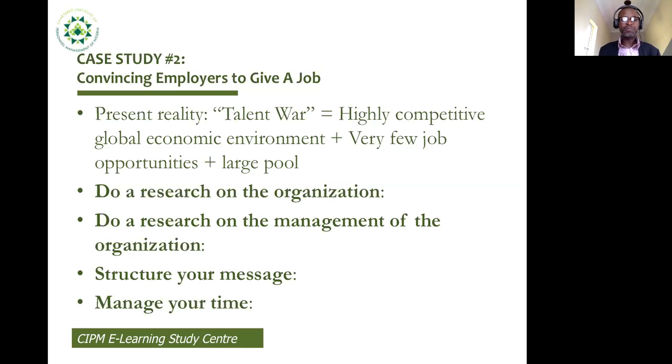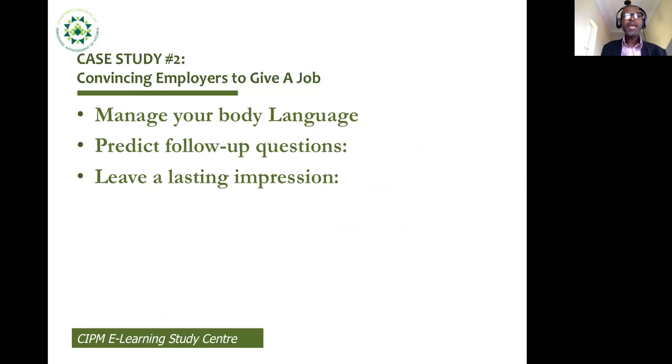Manage your time very well. Put your best foot forward. These are some of the ways in which presentations are effective, even when it comes to convincing a client, or convincing an employer to give you a job, that is, in recruitment situations. Then manage your body language, please, don't forget. Because you have done a lot of background check about the organization, and even about the management, you might anticipate the kinds of questions.